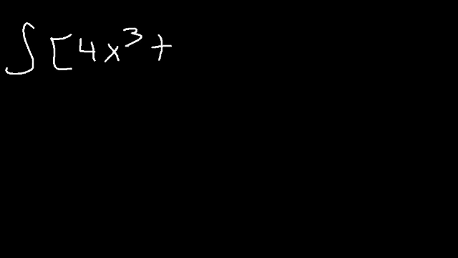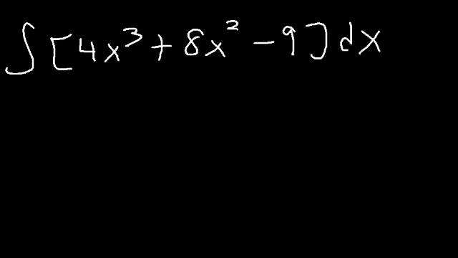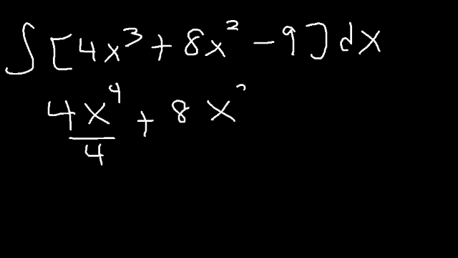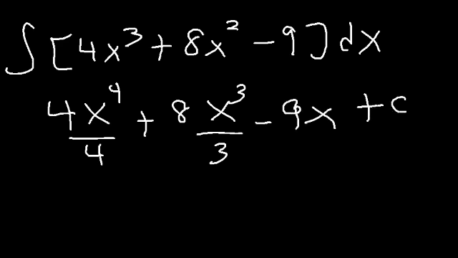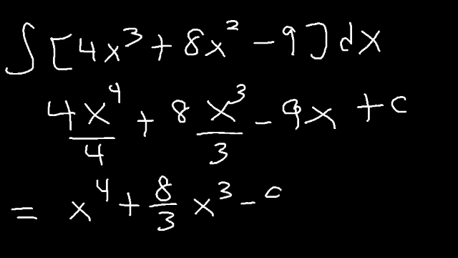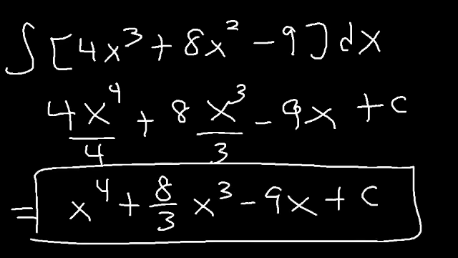So try this one. 4x cubed plus 8x squared minus 9 dx. So the antiderivative of x cubed is x to the fourth divided by 4. And for x squared, it's x to the third divided by 3. And for the constant, simply add an x to it. And if you could reduce it, go ahead and do so. 4 divided by 4 is 1. So it's x to the fourth plus 8/3 x cubed minus 9x plus c. So this is the answer.